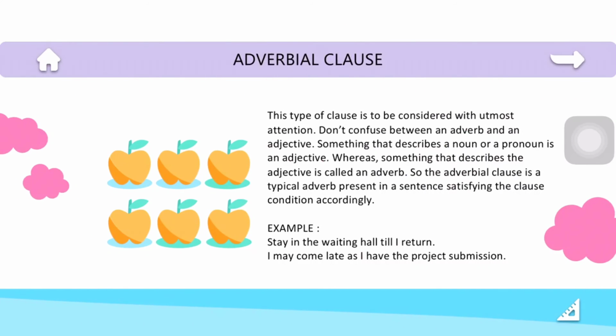For the last, adverbial clause. This type of clause is to be considered with utmost attention. Don't confuse between an adverb and an adjective. Something that describes a noun or a pronoun is an adjective, whereas something that describes that adjective is called an adverb. So, the adverbial clause is a typical adverb present in a sentence satisfying the clause condition accordingly.